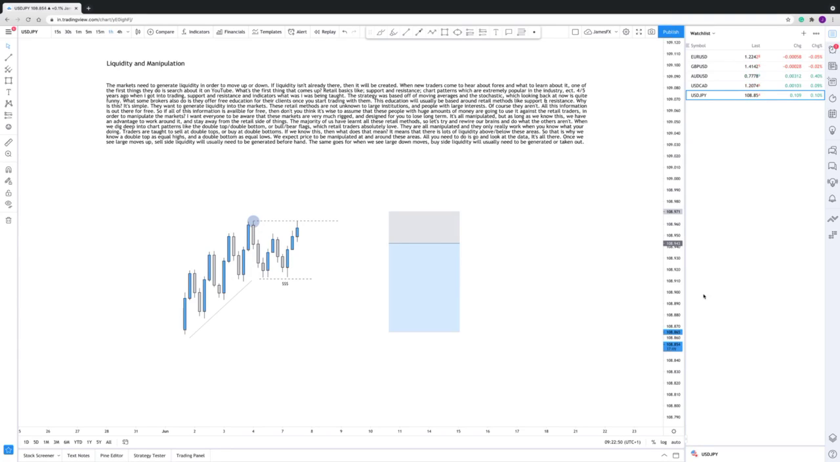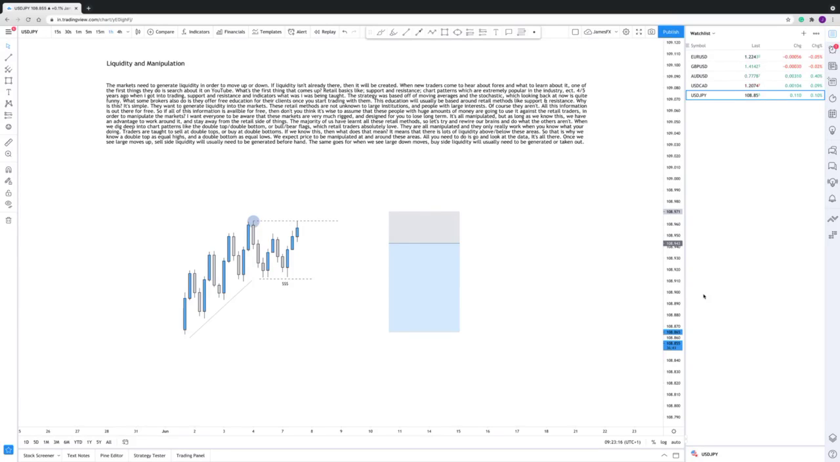So I want everyone to be aware that these markets are very much rigged. I don't care what you say, they're set up for you to lose long term. It's all manipulated, but as long as we know this, it's actually a good thing, because we have an advantage and we can work around it, and we can stay away from the retail side of trading.